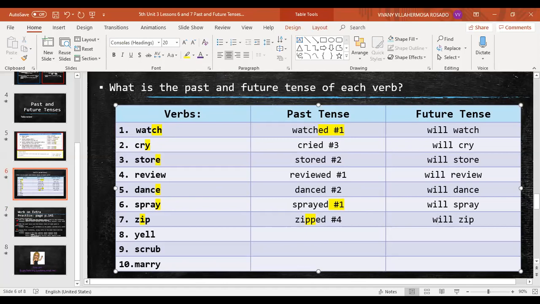Are you guys with me? Okay. And I want you to do the same thing. I want you to add the rule numbers for the past tense. Okay, so we go to number 8, and number 8 is yell.